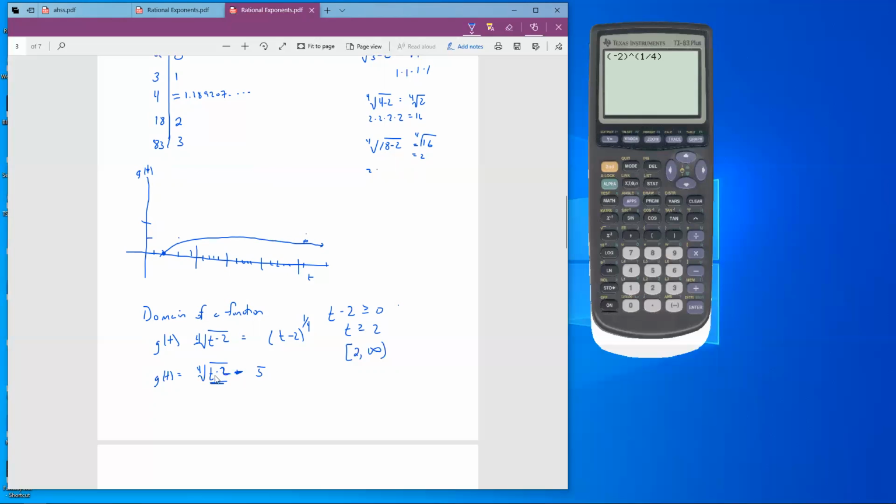Okay, so here's where you want to make sure that you're picking a positive number that you can take the fourth root of. And then if we end up with a negative 5, that's fine. That's just going to move it down here a little bit. So it's okay for the graph to be under the axis.